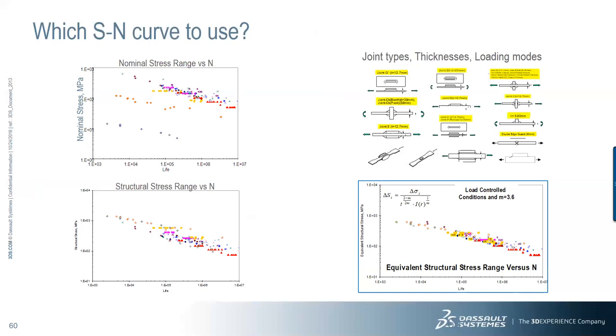So now we have one master SN curve that can be used for all different kinds of welds and thicknesses. The equation we see here for the equivalent structural stress takes into account the loading mode effects and the effects of the thickness of the plate. And when we use the structural stress, we already remove the sensitivity to the mesh, element type, element formulation, and the solver. So at this point, the mode of loading and the thickness of the plate are taken into account, and the method is insensitive to mesh, solver, and element formulation. And this is what is finally used in Verity.